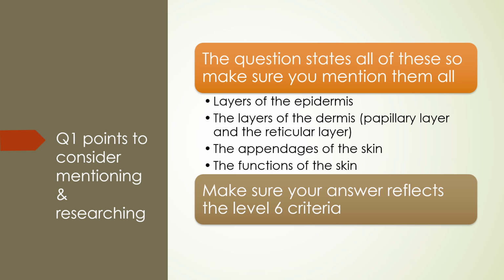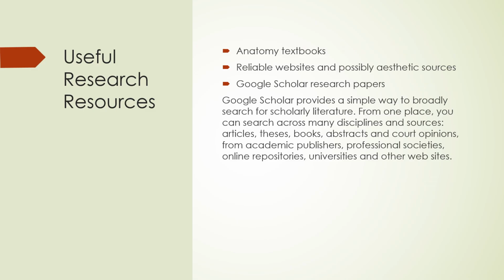So again, you might have lots of previous assignment material you can look back on, but remember that would have been at a lower level. So make sure you find some studies and your research is linked to your referencing as well. You will find lots of information on anatomy and physiology, but as with previous work, you've got to use reliable websites and ideally find ones that have a link to aesthetic sources as well.